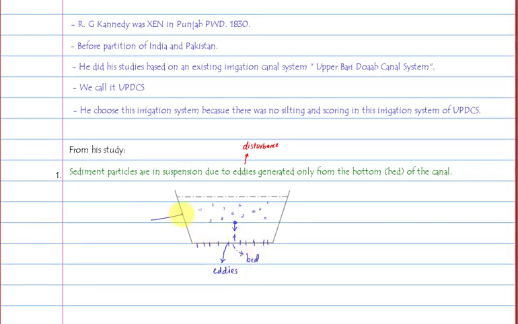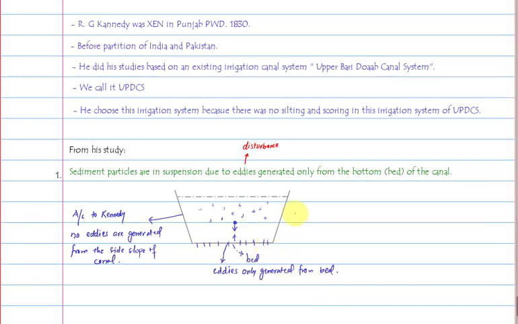And according to Kennedy's statement, no eddies are generated from the sides, from the side slope of the canal. He said eddies only generate from the bottom of the canal, or bed of the canal. So this was his theory, right?